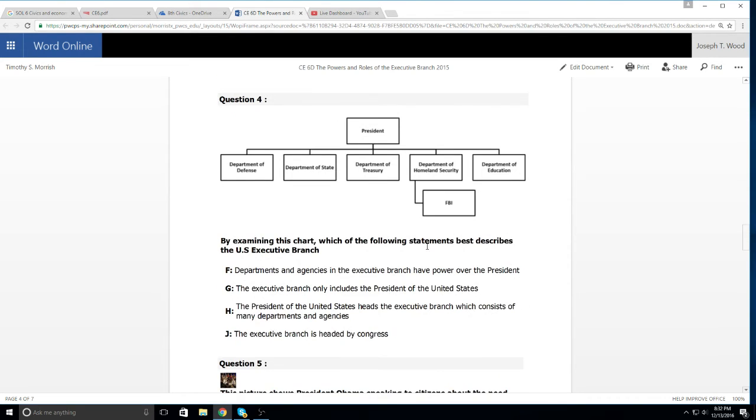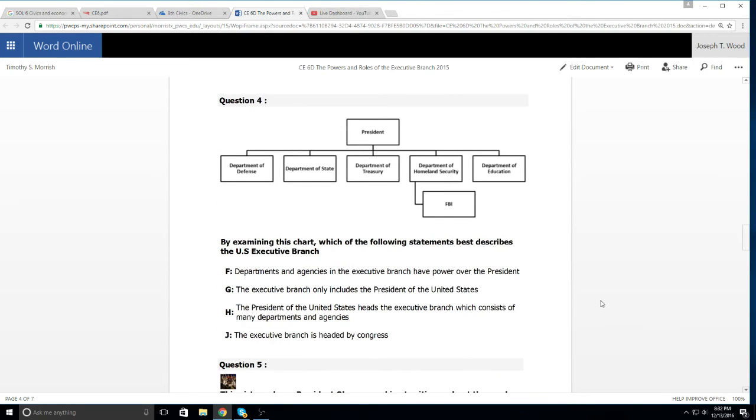Here's another one. So you're going to see a chart here, which the following statement best describes the U.S. executive branch. So you see this chart, it's all the agencies that work underneath the president. President's at the top. Which answer describes what this picture is about?